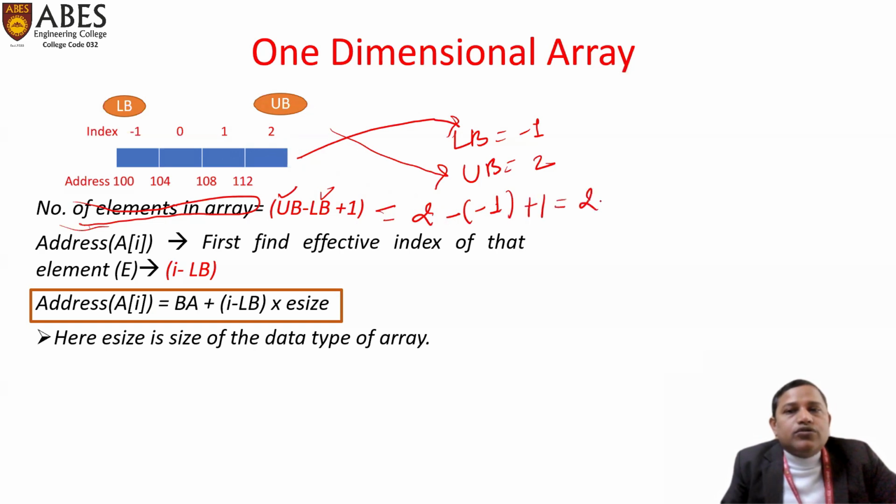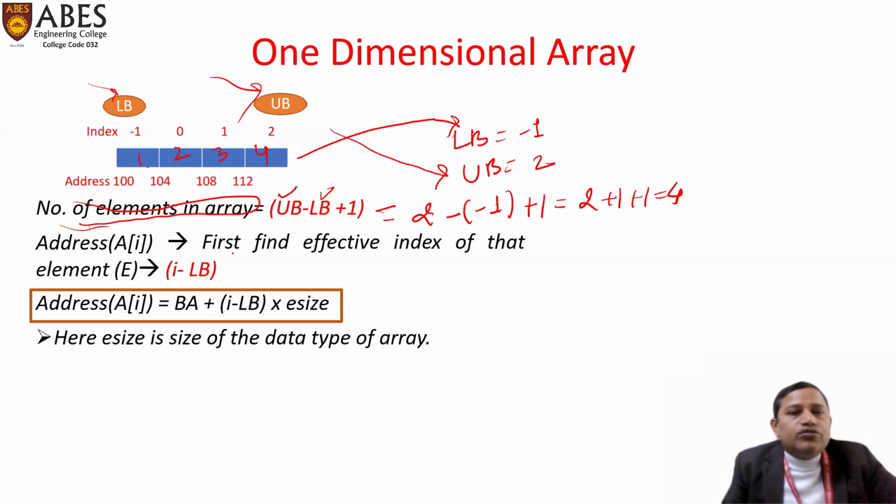That is 2 plus 1 plus 1. That is 4. There are a total of 4 elements in the array. Look, first, second, third and fourth element. So if you don't know the size of the array or the number of elements in the array, you can directly find out the number of elements in the array if you have been given the lower bound and upper bound of a one dimensional array.